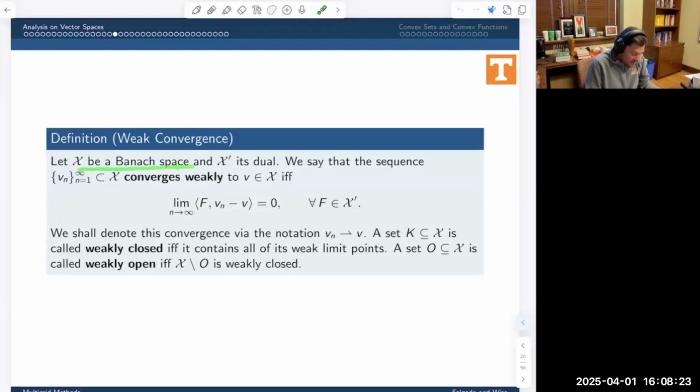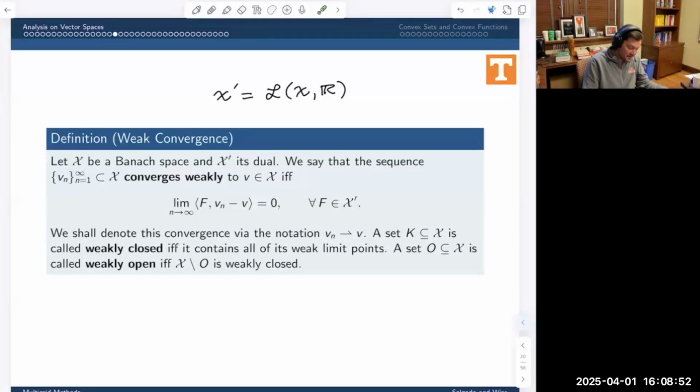Let X be a Banach space and X prime be its dual. This means X prime is the set of all bounded linear functions from X into R. So it's also written like this: the set of all bounded linear functions taking X into R, the real line. That's called the dual space.